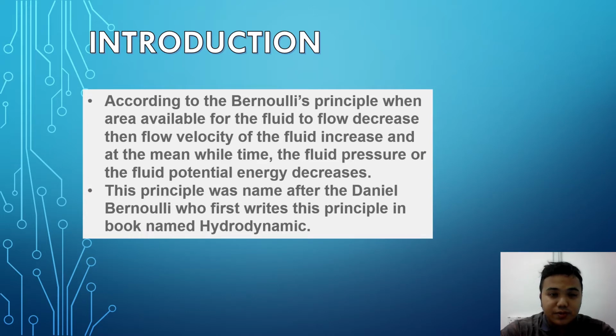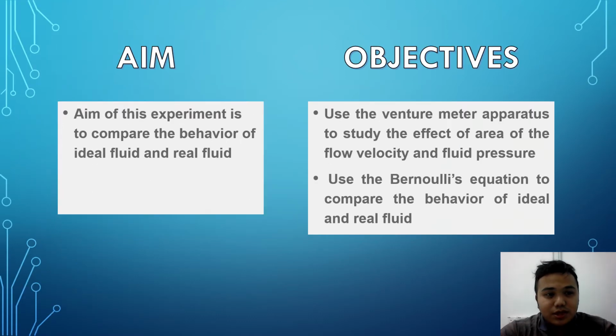According to the Bernoulli principle, when the area available for the fluid to flow decreases, then the flow velocity of the fluid increases. At the same time, the fluid pressure or the fluid potential energy decreases too. This principle was named after Daniel Bernoulli, who first wrote this principle in a book named Hydrodynamics. So the next slide we go to aim and objective.